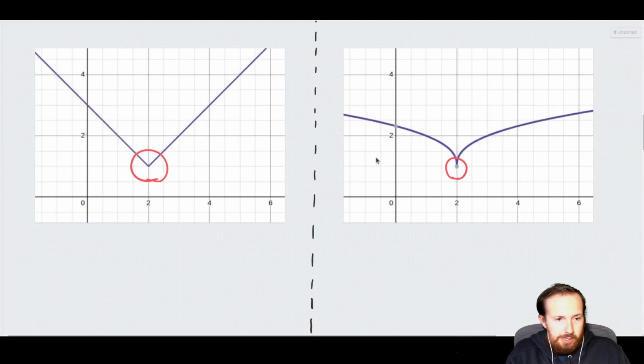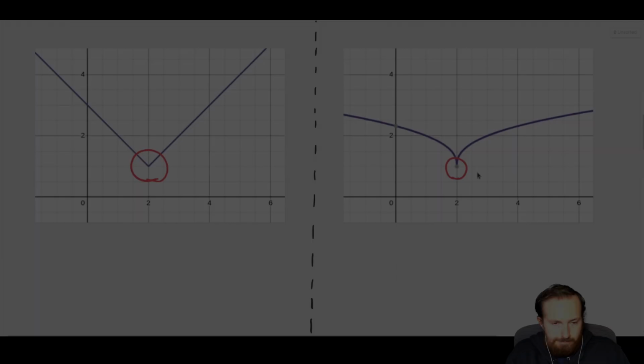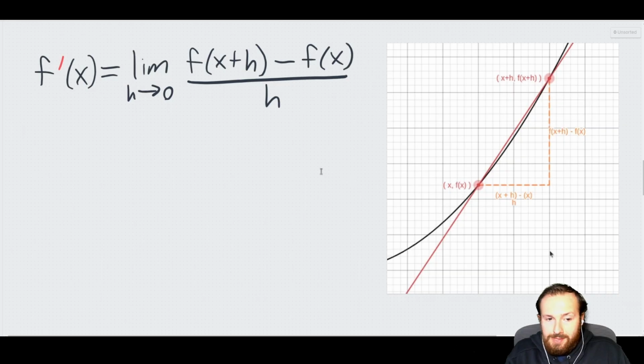So basically, what we can say is that a function is differentiable at any x value if the function is continuous there and it does not have a sharp corner or cusp. But the question is, why is that? Why can't we have a sharp corner or cusp? In order to understand that, we have to dive a little bit deeper into what the derivative really means. Remember, the derivative is the slope of the tangent line to a curve at any point, and that derivative is fundamentally represented by this limit.